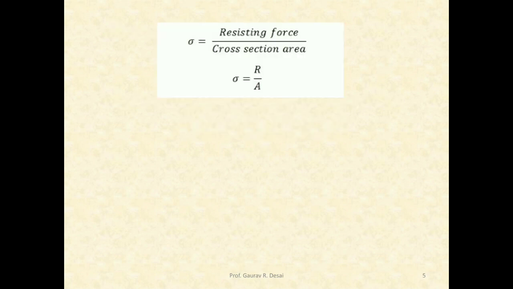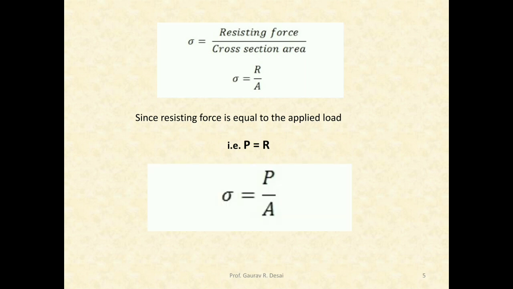Now, how will we denote it in technical terms? Sigma is equal to resisting force upon cross-section area. Here the term sigma denotes stress. So sigma is equal to R by A in symbolic terms, but the resisting force is equal to the applied load. The amount of load we exert on the body, the same amount of resistance will be offered by the body. So applied load P is equal to resisting force. So finally stress is also equal to load upon area, that means P upon A.